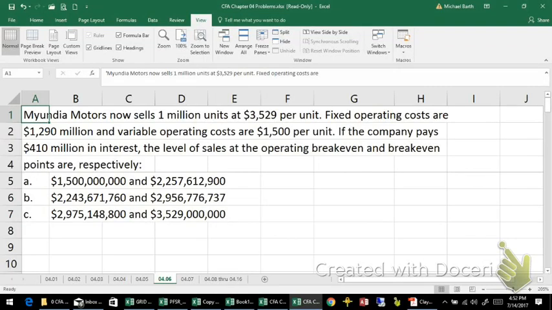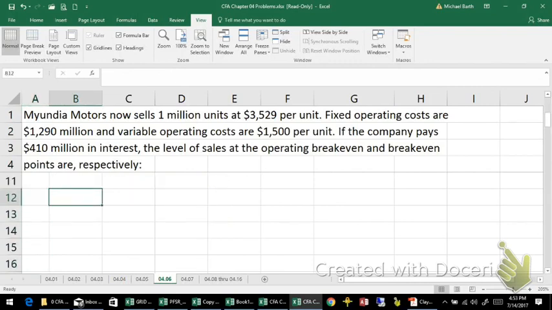This is problem 4.06 from End of Chapter Problems in Chapter 4 of the CFA Institute textbook, Corporate Finance, A Practical Approach. Here we're given some information about Hyundai Motors and asked to calculate the break-even level of the operating break-even and the profitability break-even level of sales for the company.